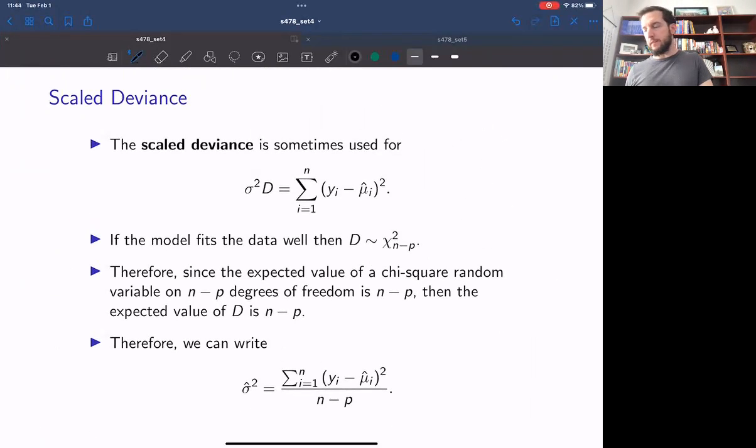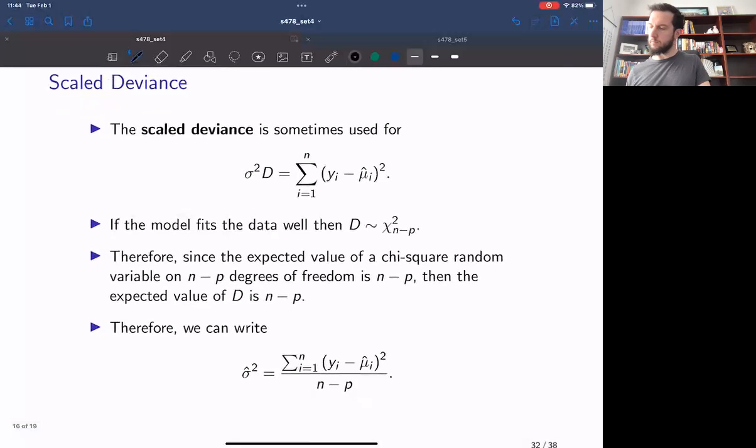When we replace mu with mu hat, we have sigma squared D, with the formula shown here that we derived before. This is sometimes called the scale deviance. We'll write that the model fits the data well when D is approximately a chi-square on n minus p, and we just saw an example of how we can evaluate that. Since the expected value of a chi-square on n minus p is n minus p, the expected value of D is also n minus p.